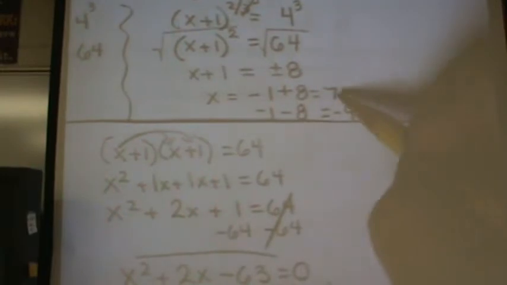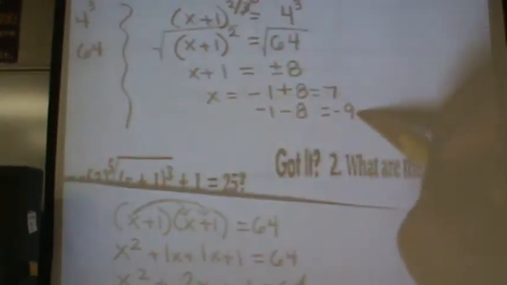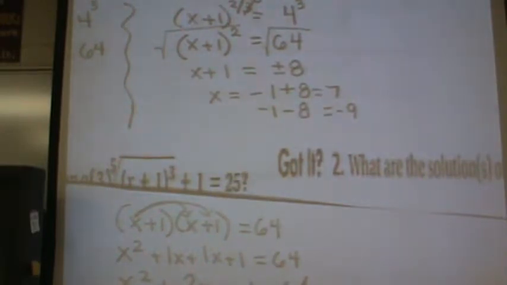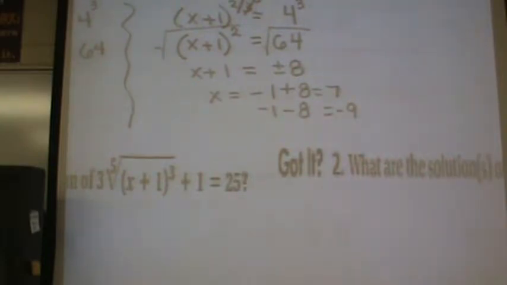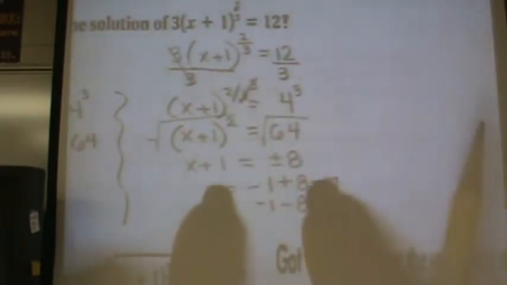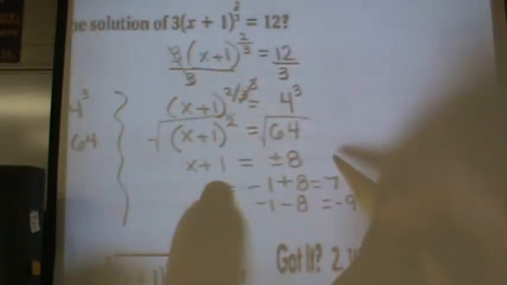So your two answers are 7 and negative 9, right? Let's look at what we found our answers to be. Amazing, 7 and negative 9. Can I ask you a question? So when you get x plus 1 equals plus or minus 8 and then you're solving for it, when you do the negative, do you flip both sides?